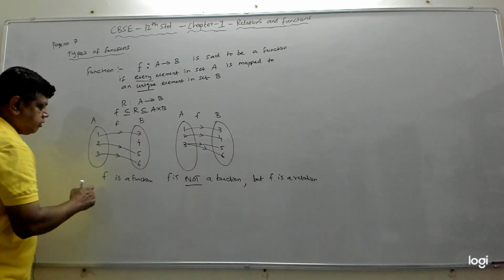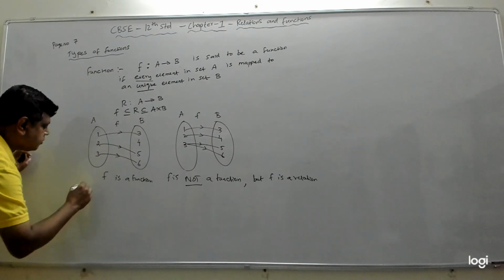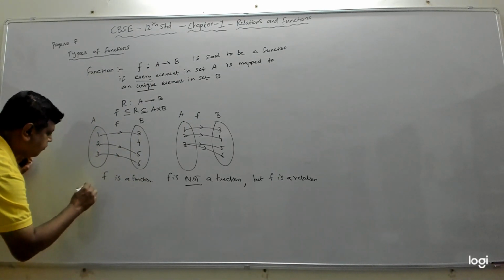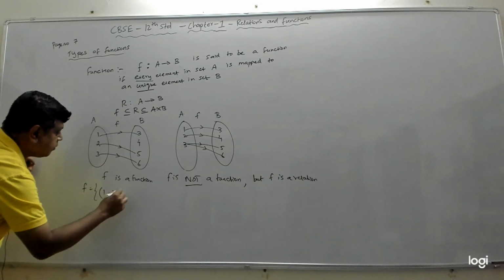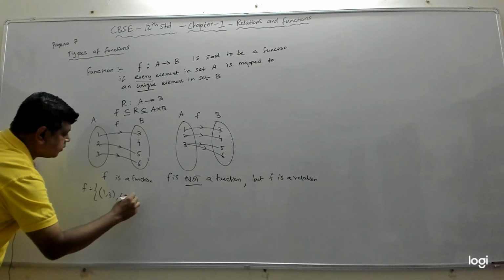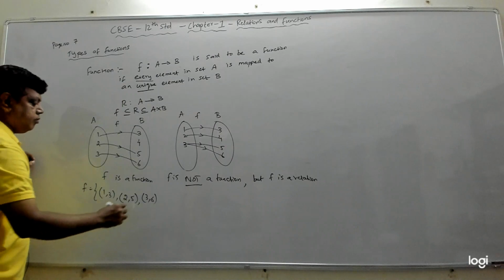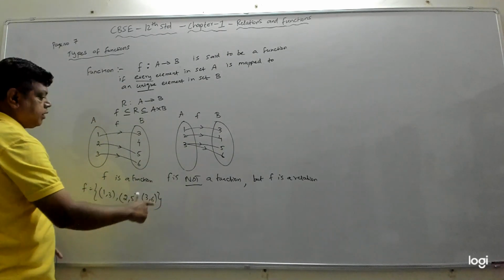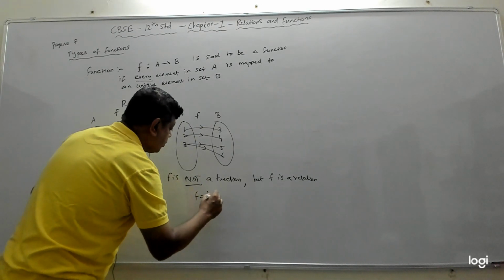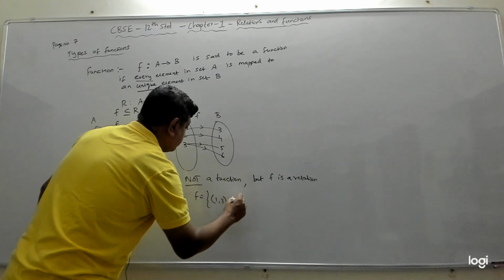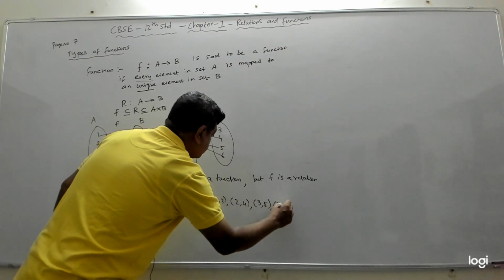This is the way that we represent using arrow diagrams. The other way to represent this is to write it as a set. Here F will be 1 is mapped to 3, so (1, 3), then (2, 5), then (3, 6). Here it is a function. Here this is not a function, but still F is (1, 3), (2, 4), (3, 5), (3, 6).